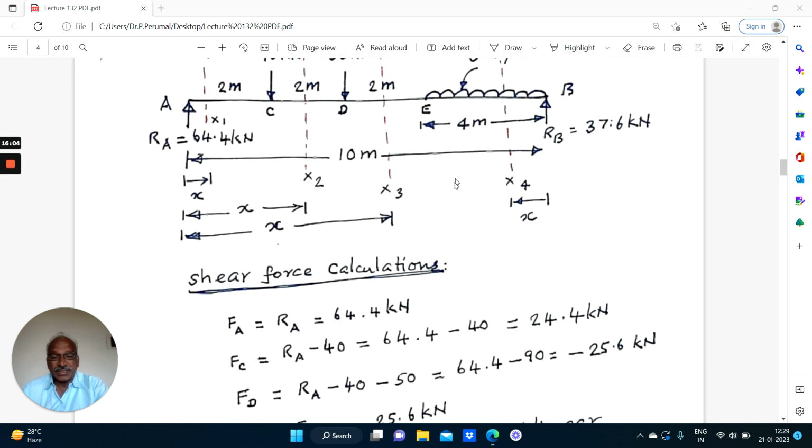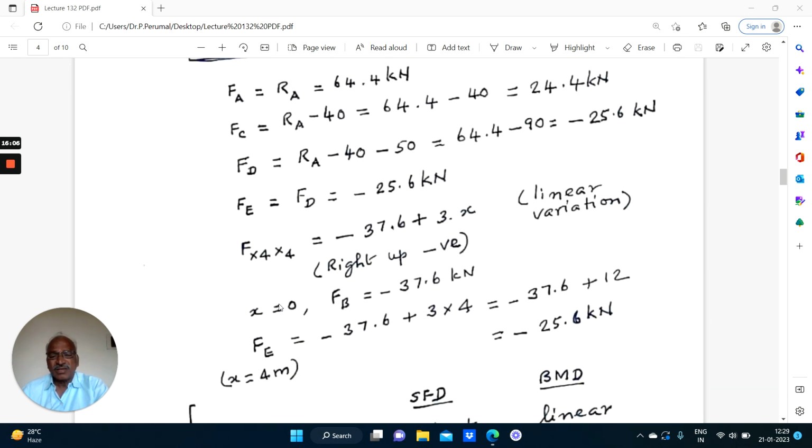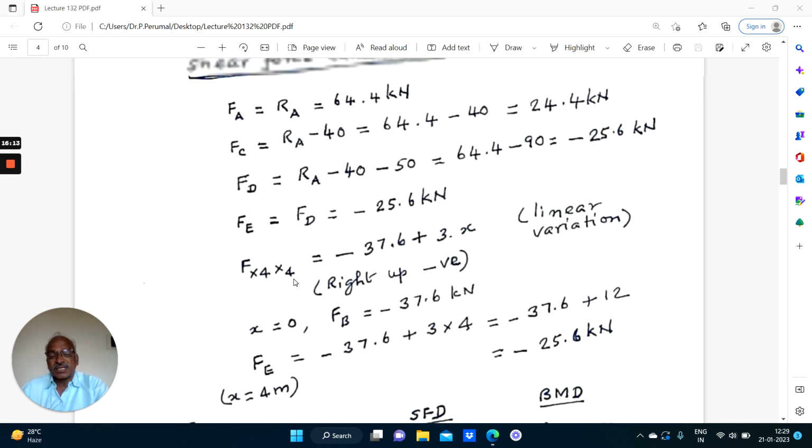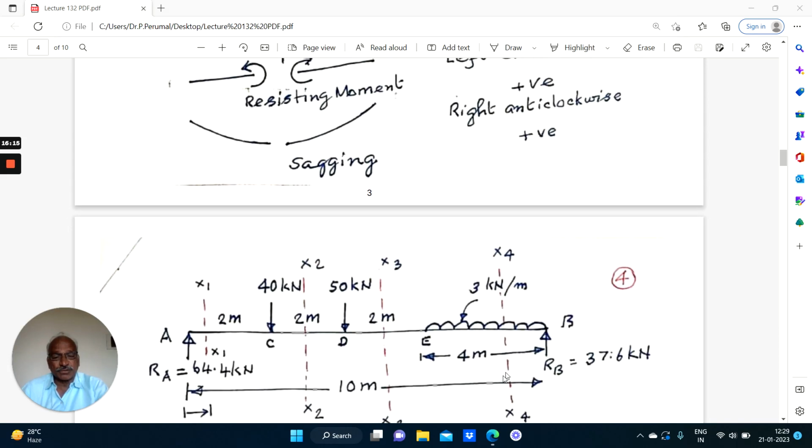Then the shear force in the portion EB. What you can do is, now here there will be linear variation. So how to assume the linear variation? Consider a section X4. Consider the load only to the right. From the left also it can be taken as you told earlier, but the number of terms will be more. When you consider the loading on the right hand side, the number of terms becomes less. Right. So both will give the same value.